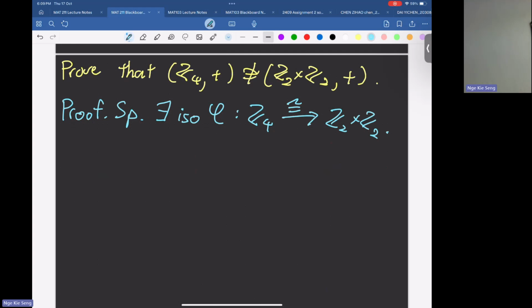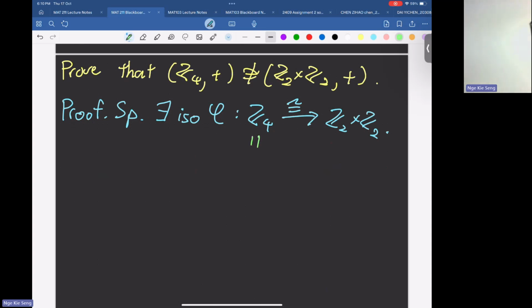Suppose there is one, right? If two things are isomorphic, meaning what? There is a bijective group homomorphism. Can we get any contradiction here? To get a contradiction, you really need to understand these two groups well. So what do you know about these two groups?